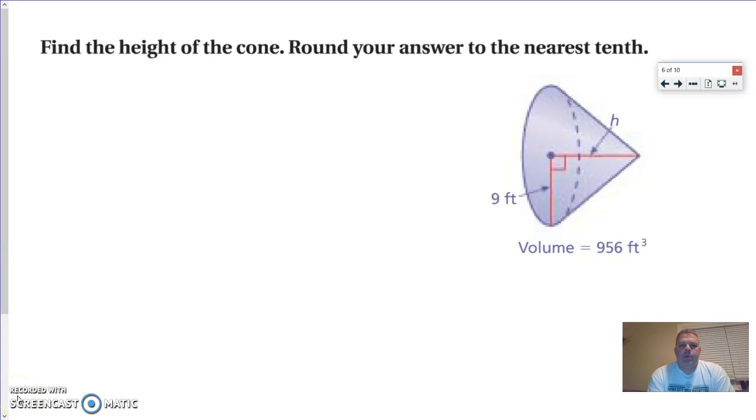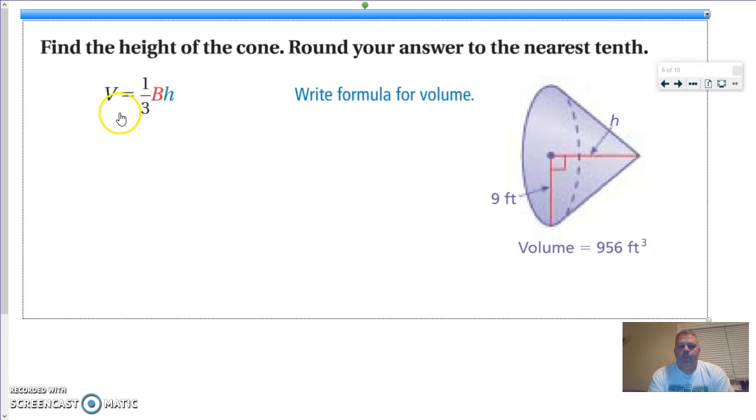Our second example is very similar to the one that we did yesterday with the cylinder. We are supposed to find the height of the cone. Round your answer to the nearest tenth. This time, we know the formula volume equals 1/3 the area of the base times the height. We are going to substitute a little bit different in that we are going to substitute 956 in for the volume. We are going to keep the 1/3.